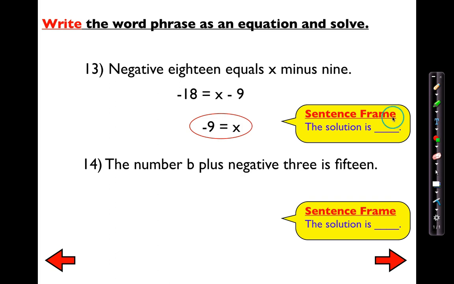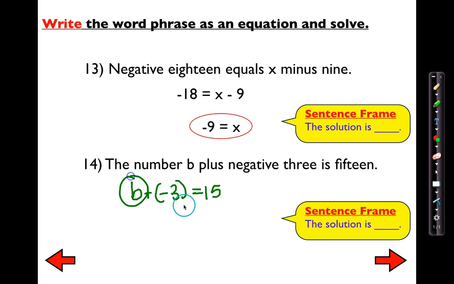Okay, now let's take a look at number 14. Go ahead and pause the video and try this one by yourself. Number 14, we're going to first translate it to a number b plus a negative 3 is 15. So notice I put parentheses to make sure we separate the two signs. So now we're just going to solve.